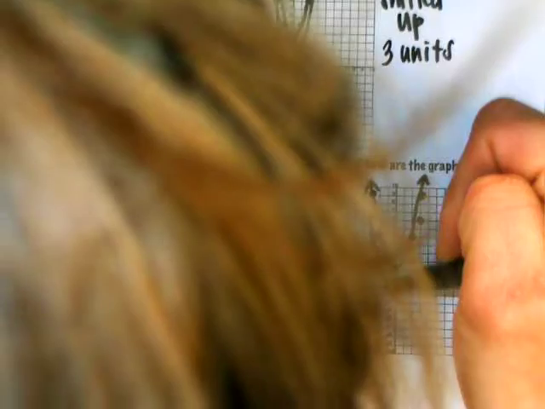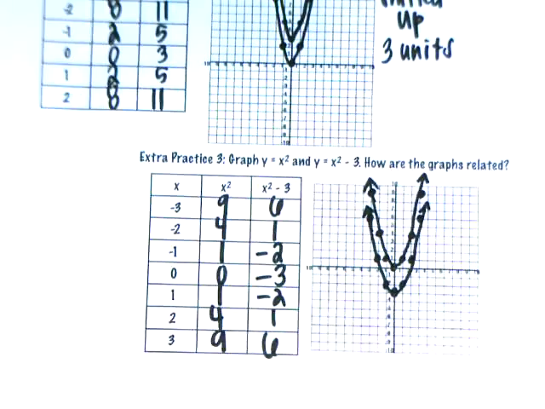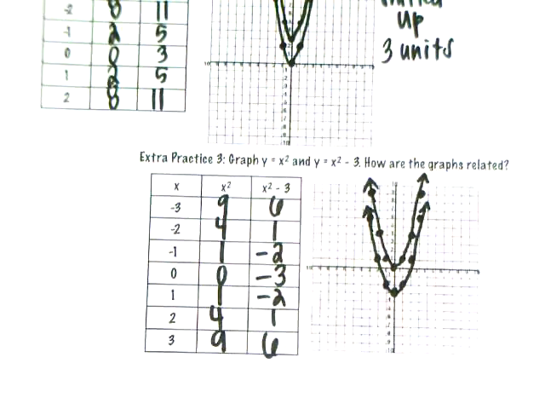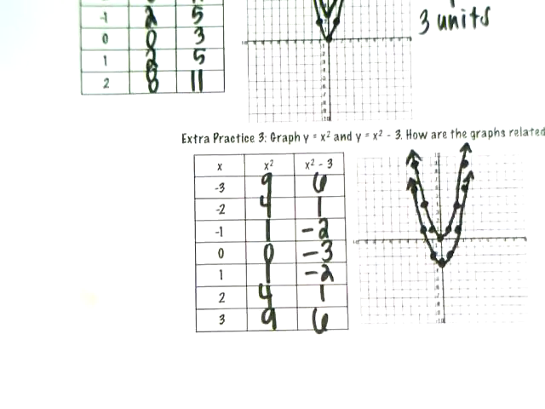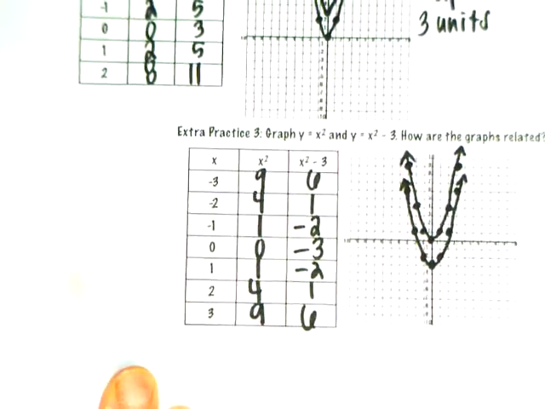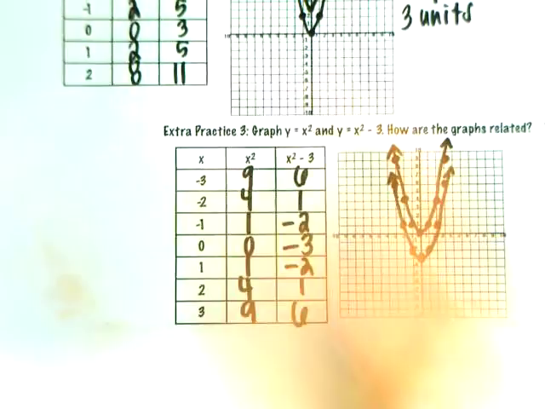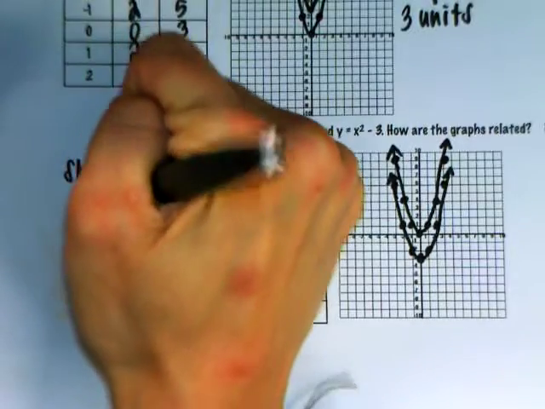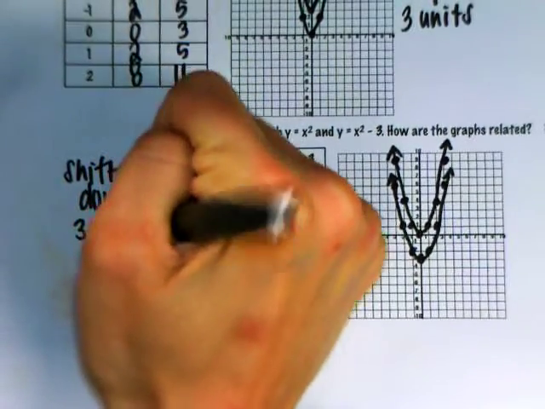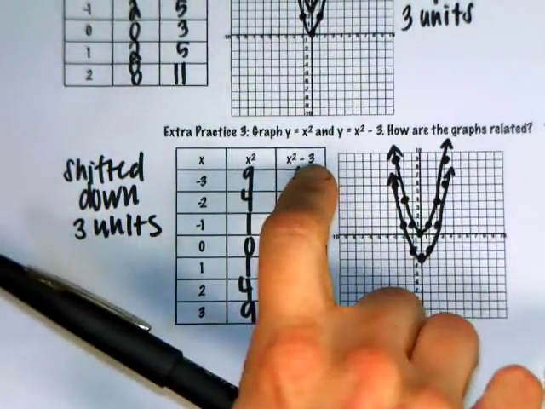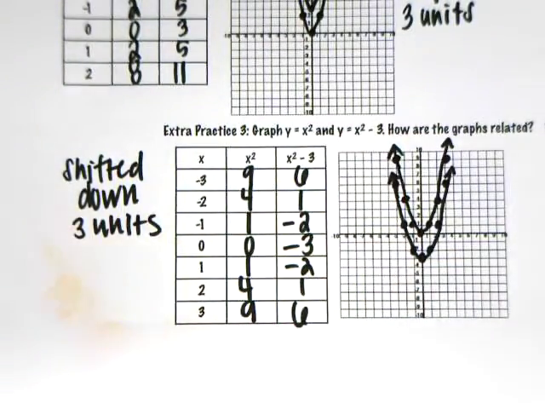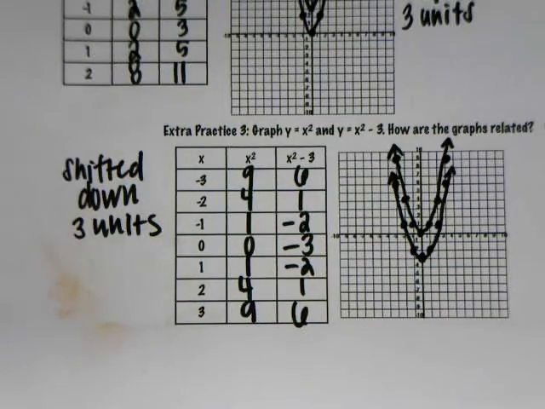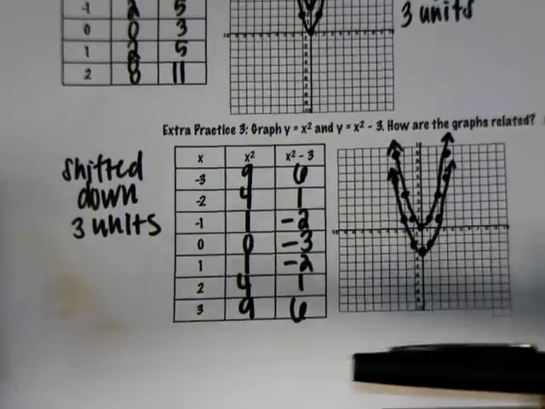Okay, so your graph looks like this. All right, so how did your graph move and change? It shifted down 3 units. Yep. So subtracting something, as you see, moves your graph down, but still stays on the y-axis. Good? Okay.